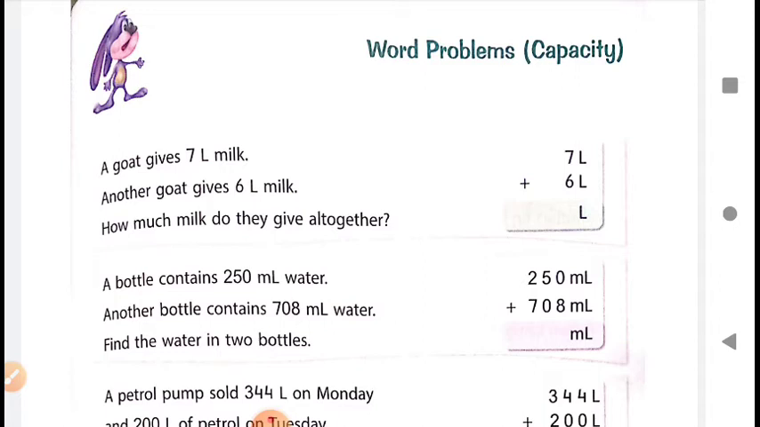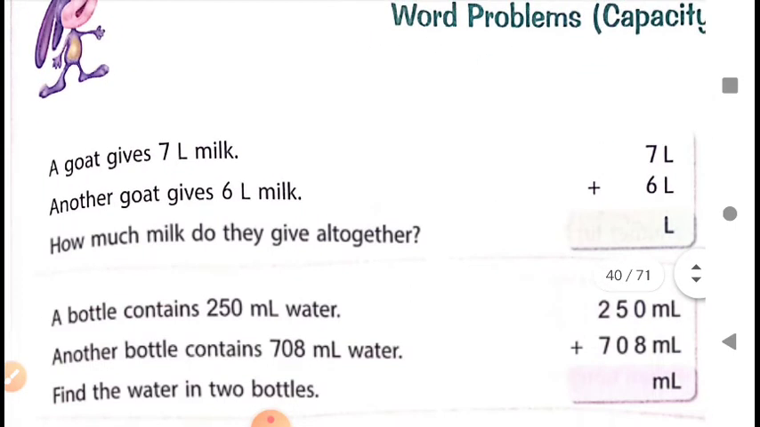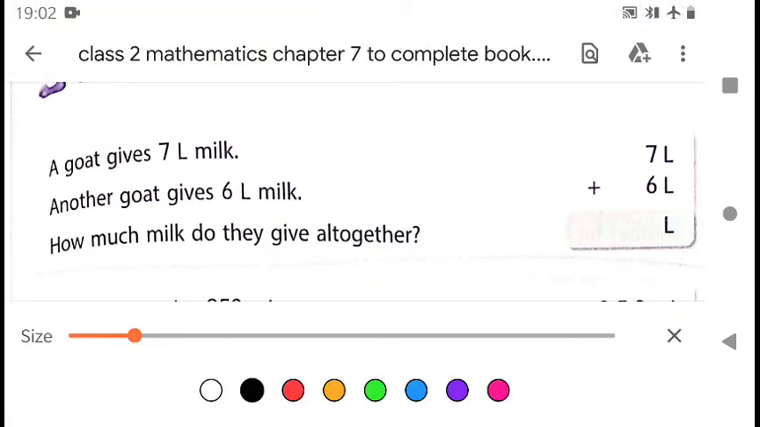The question is: a goat gives 7 liter milk. Another goat gives 6 liter milk. How much milk do they give altogether?